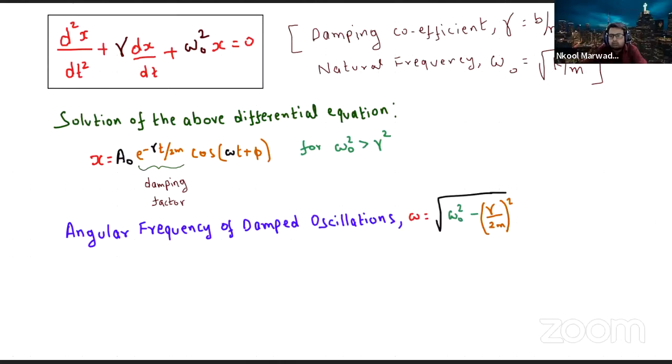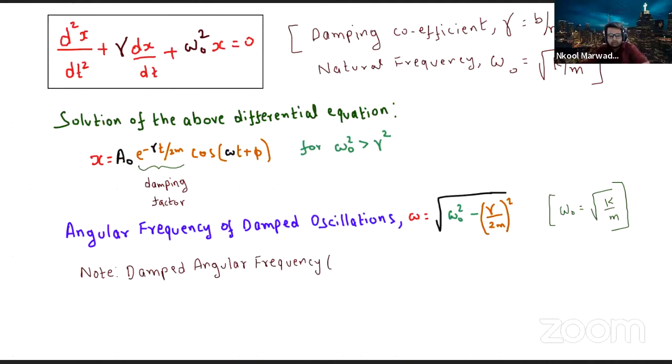And here omega naught, we have already seen it is under root of k by m. And this note we can write it, very important. Damped angular frequency, which is the omega, is always less than the natural frequency, that is the omega naught itself. Now this angular frequency, it decides the nature of damping. So we have three types of damping: weak damping, heavy damping, and critical damping.